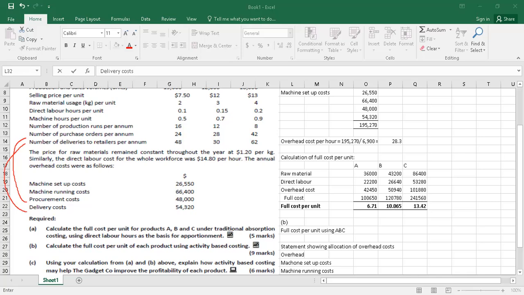Ma'am, number of purchase orders? Purchase orders is for procurement. Okay, procurement, and purchase orders. Procurement means purchasing only, no? Yes. So next, these two items are there.